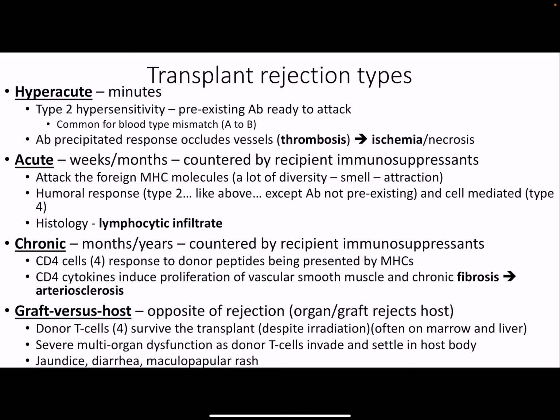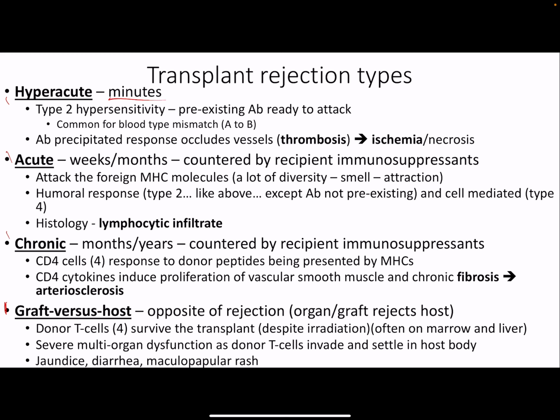Transplants. All right, a bunch of different ways we can have transplant rejection. So I just want to point out 1, 2, and 3. These are rejections, and this is the opposite. This is the transplant organ rejecting you, basically, the donor organ rejecting the host.